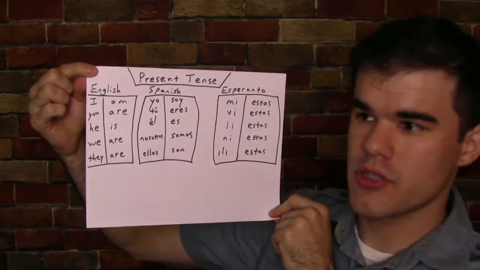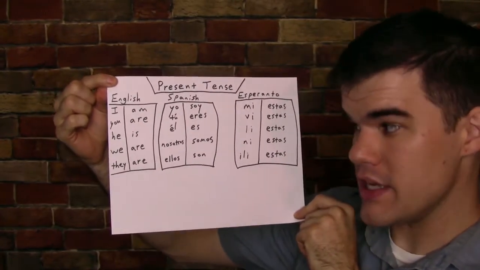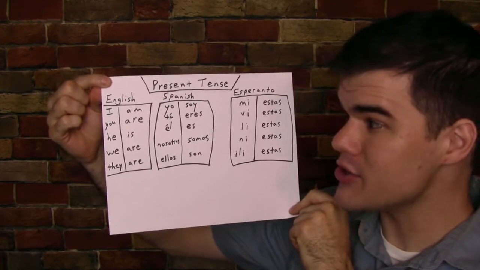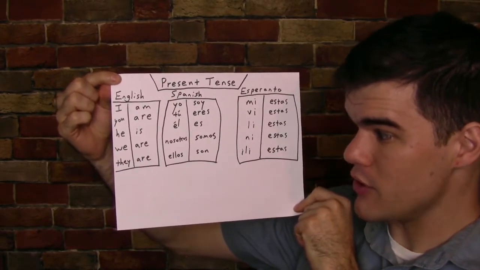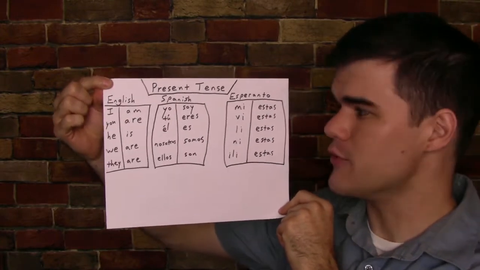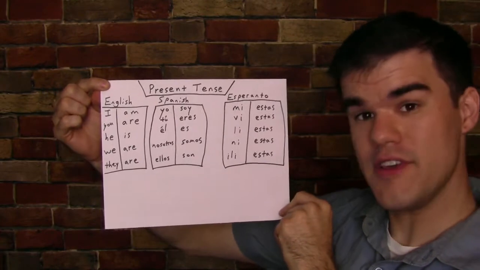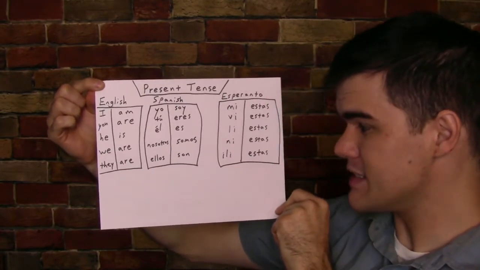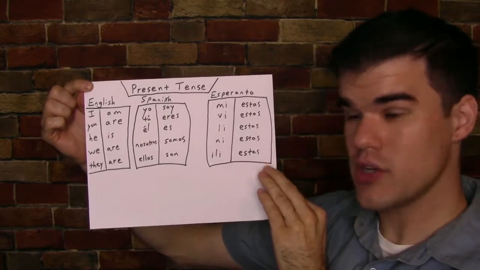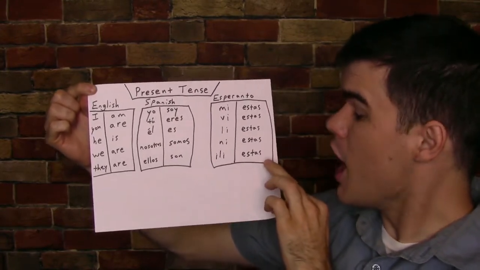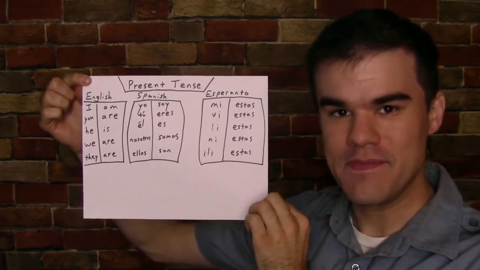In English, if you took the word to be and you wanted to conjugate it, you'd say I am, you are, he is, we are, they are. In Spanish, you'd say, yo soy, tú eres, él es, nosotros somos, ellos son. Oh man, every one of those looks different. But then you get over here to Esperanto, and what do you find? Mi estas, vi estas, li estas, ni estas, ili estas. Notice the only expression that changed as we went through that list was the expression on your face, when you realized how easy this is.